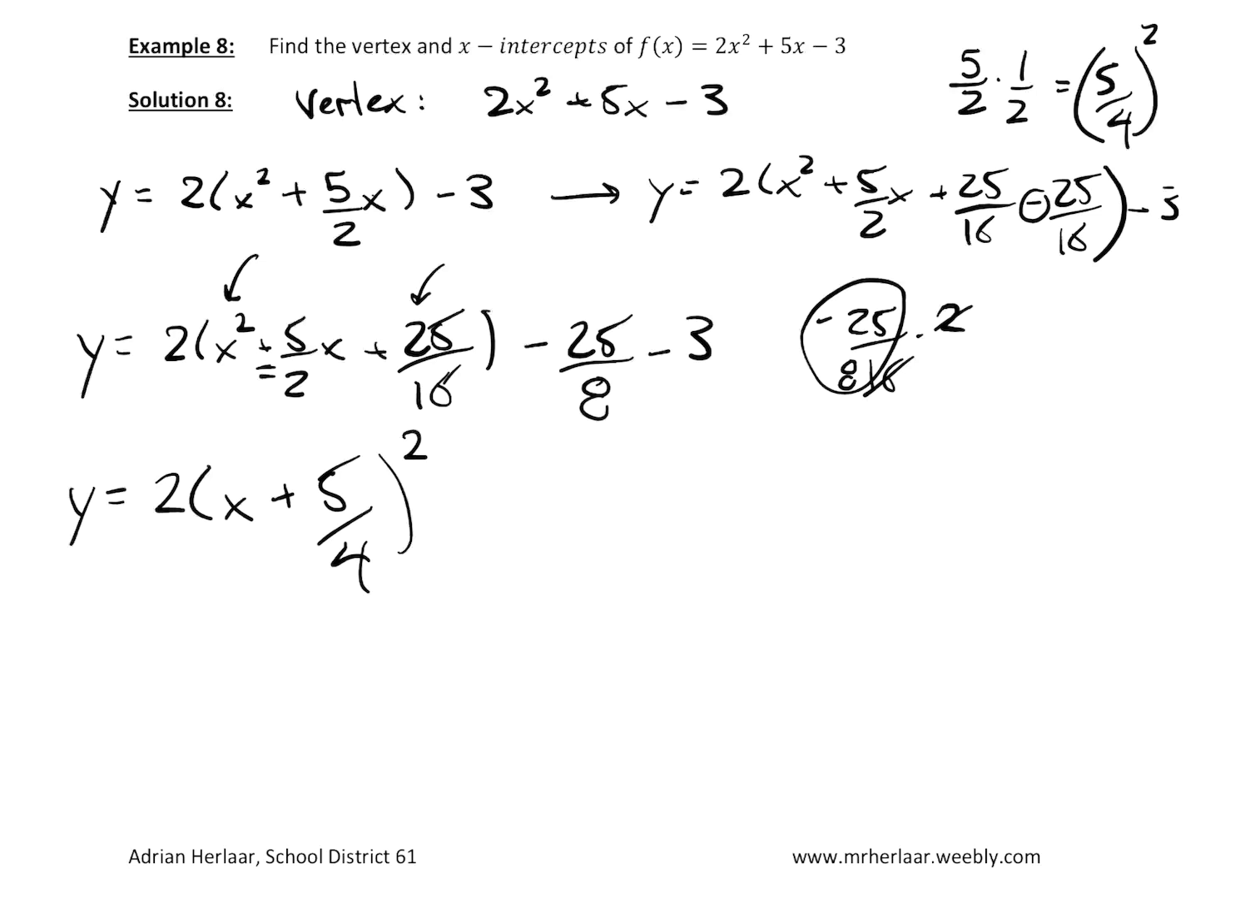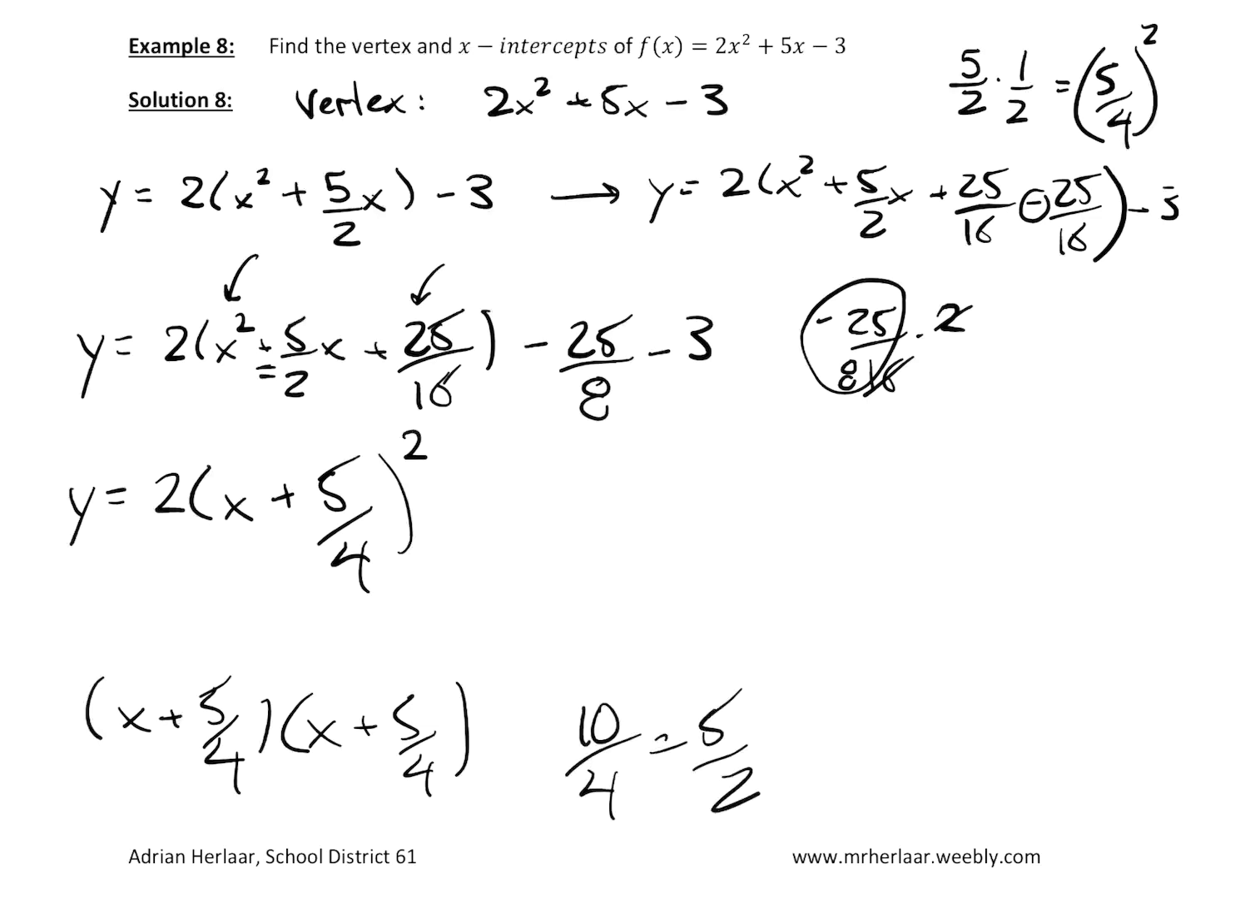If you took 5 over 4, because if you foiled this, I'm going to erase this after, but I'll just show you right now. If you foiled this, you'd have this. X times x gives you your x squared. X times 5 over 4 gives you 5 over 4, and x times 5 over 4 gives you 5 over 4. You add those together and you get 10 over 4, which is 5 over 2, which is how we get the b term. And then multiply them together and you get back to that. That's how it all works. It's a beautiful thing.